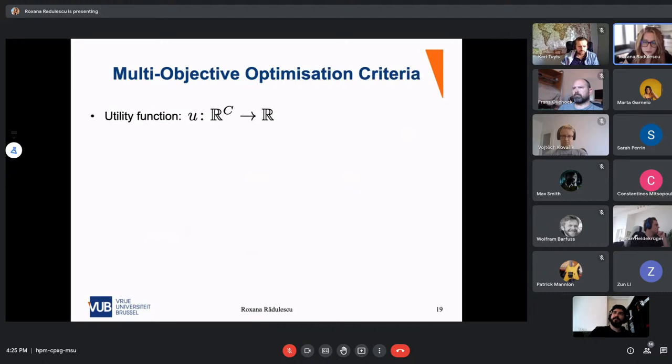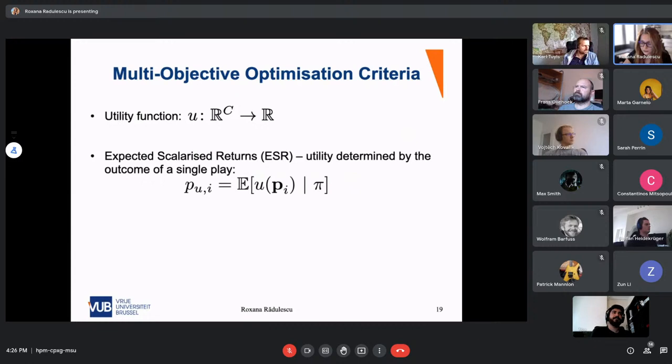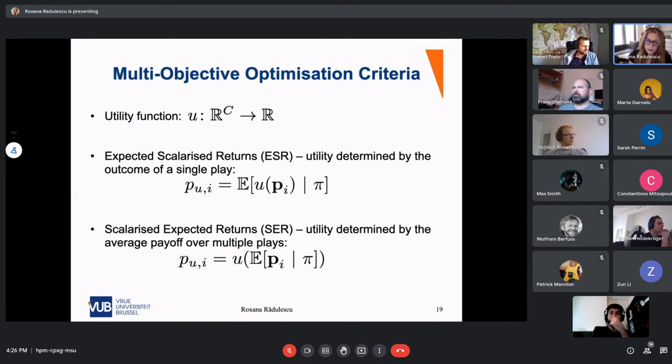Of course, we continue the same line as before. We still have the two optimization criteria and the assumption of the existence of the utility function, so ESR versus SER. Now, the most interesting thing to study here is actually the multi-objective normal form games under the SER criterion when we are dealing with nonlinear utility functions. And this is exactly what I will be discussing next.